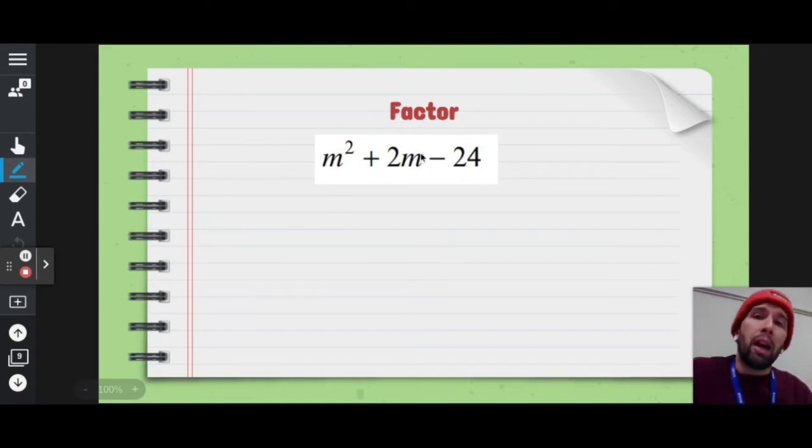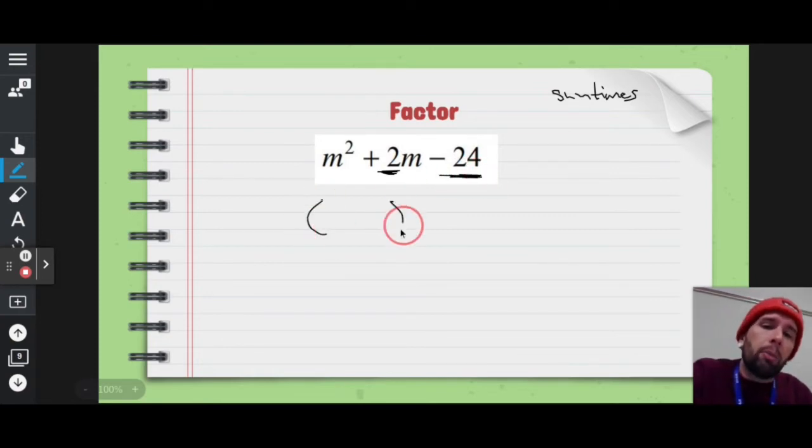And when you factor out a quadratic, you use a little clever play on words sometimes, where you look for two numbers whose sum, adding, is 2 and whose product, times, is negative 24. And then you set up two parentheses. And once you come up with those numbers, since m comes first, you just put them right there.